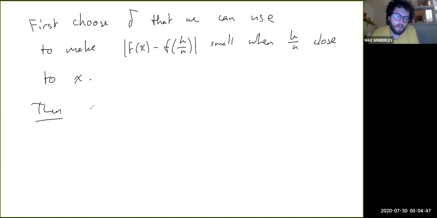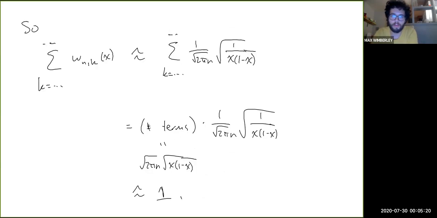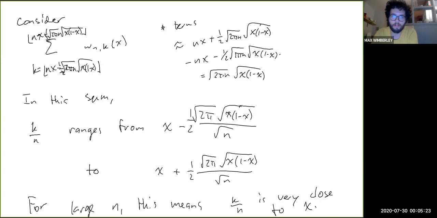Then pick n large enough so that, let's just use this range here, right? So we want all of the k over n's in this range to be, so let's see, k over n is ranging between these two values, right? So the distance away from x is whatever this is.